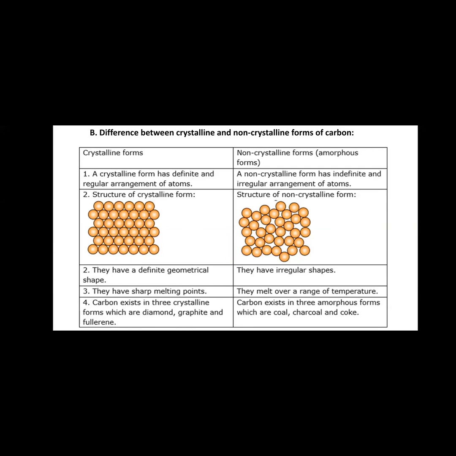First one is their definition. Second one is their structure. Third one is their shape. Fourth one is their melting point. And fifth one is their examples. So in this way, you can differentiate the crystalline and non-crystalline form.